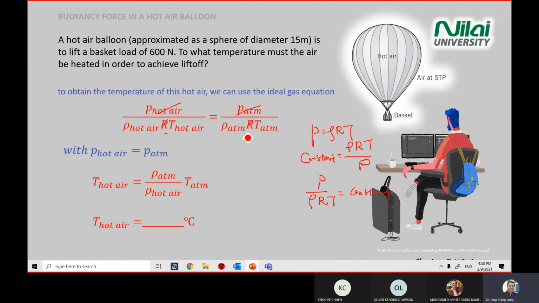Any questions so far for this example? No, sir. All right.